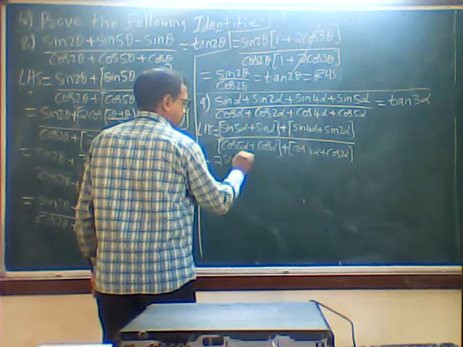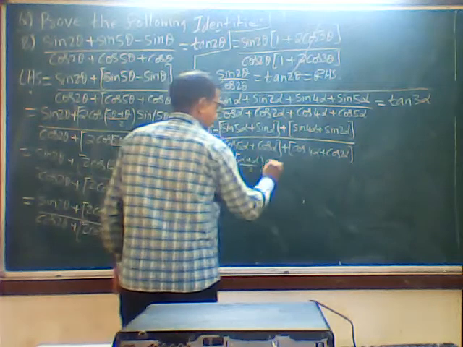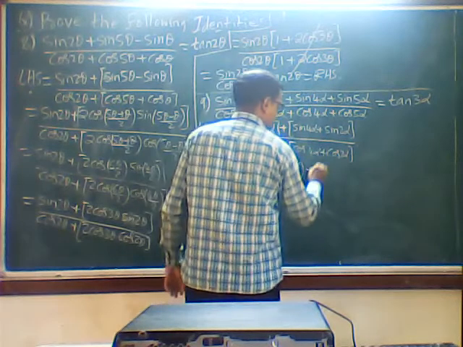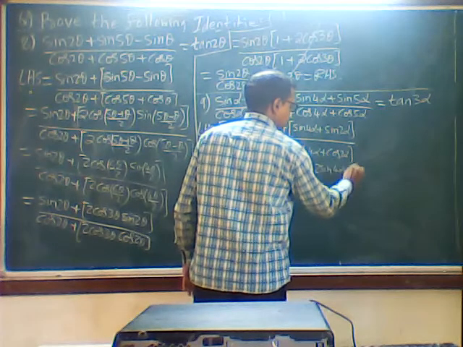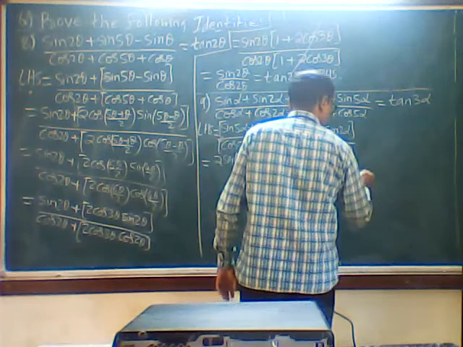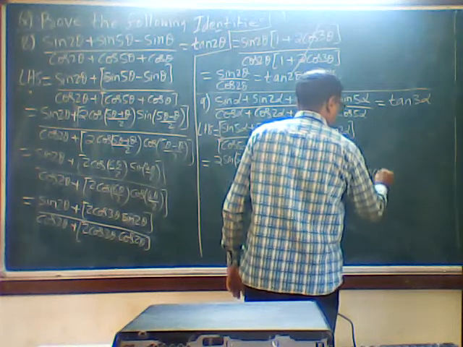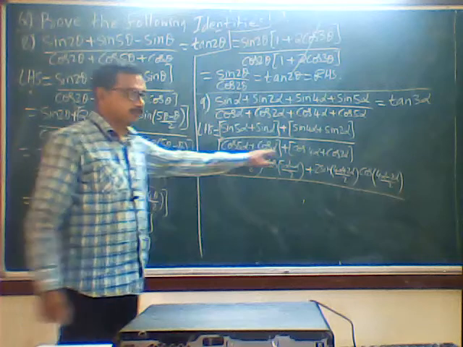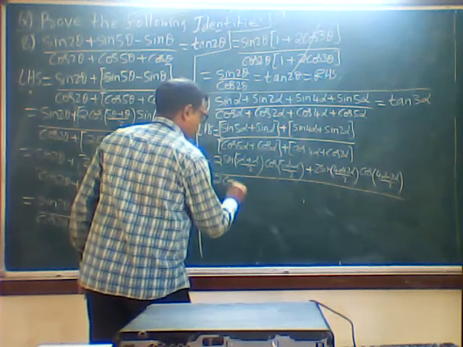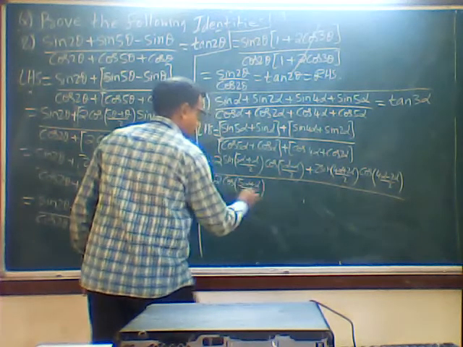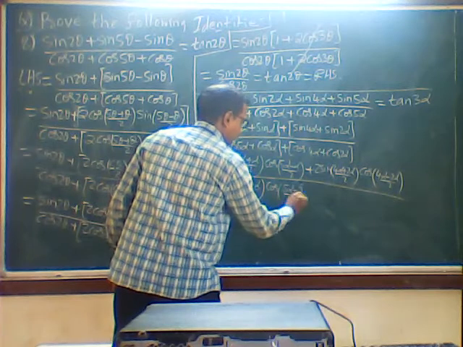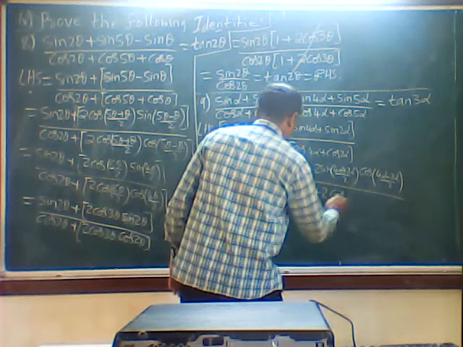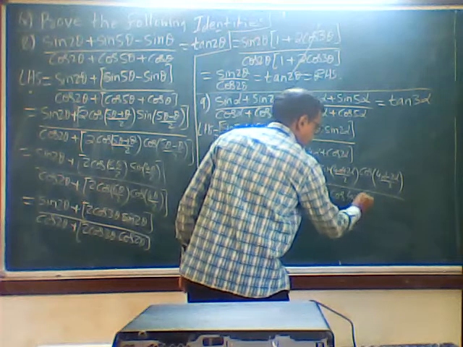Now for sin C plus sin D, first sin will come and then cos: 2 sin of (5 alpha plus alpha) by 2 into cos of (5 alpha minus alpha) by 2, plus here also first sin then cos, 2 sin of (4 alpha plus 2 alpha) by 2 into cos of (4 alpha minus 2 alpha) by 2, whole thing divided by cos, both are cos: 2 cos of (5 alpha plus alpha) by 2 cos of (5 alpha minus alpha) by 2, next 2 cos of (4 alpha plus 2 alpha) by 2.